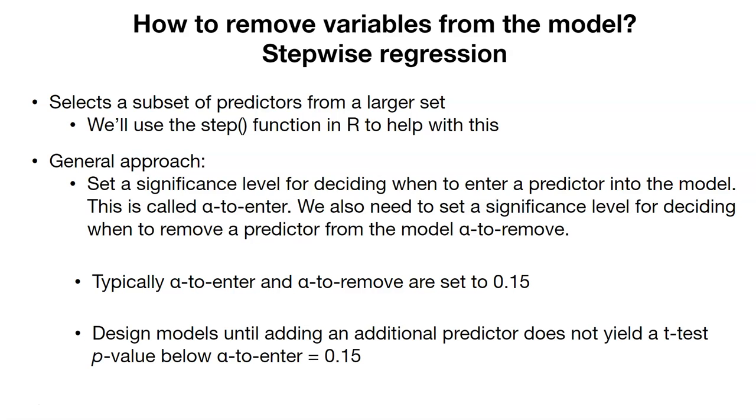And so the idea here is that we want to design models until adding an additional predictor does not yield a t-test p-value below the alpha to enter, or that value of, say, 0.15. And so we're going to do this iteratively until we find out the best model through this stepwise process.